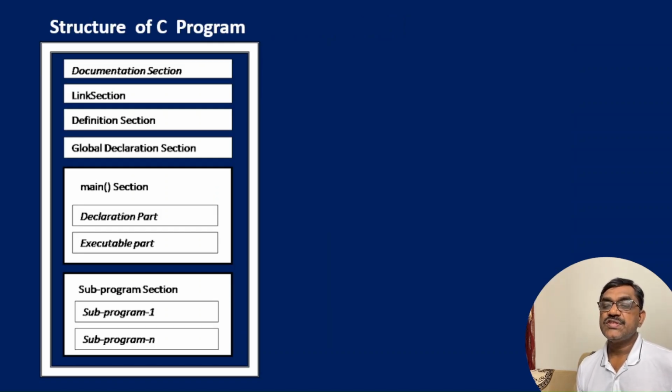Now we are talking about the structure of C programming. In this structure, mainly we are talking about the documentation section. This is the first one. Next, link section, definition section, global declaration section, main section. Under main section, we have the declaration part and executable part. After this, we have subprograms, meaning sub functions. That subsection is going to have its own blocks, subprogram 1 through subprogram n.